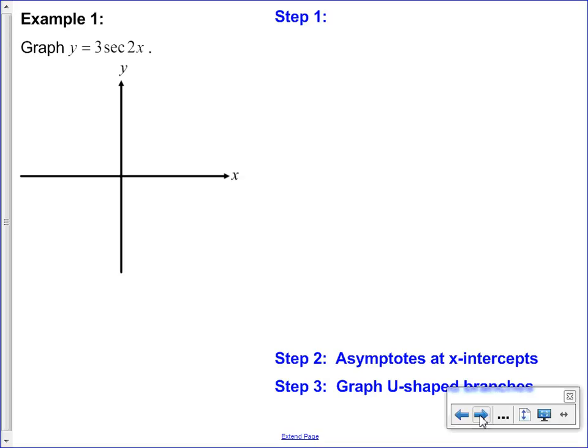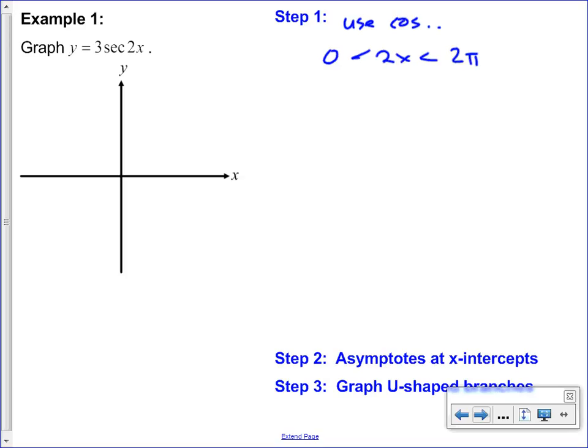Here we go. Question. What is my ghost function for this one? What is it? Cosine, right? We're going to use the cosine to graph this one. Okay. So 2x is still going to be between 0 and 2 pi. I think it's delayed.